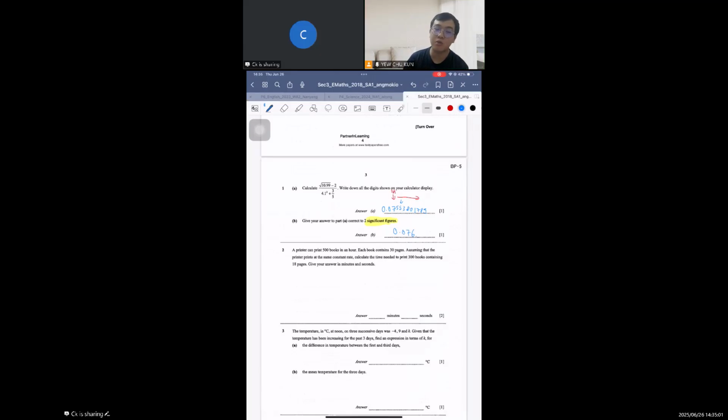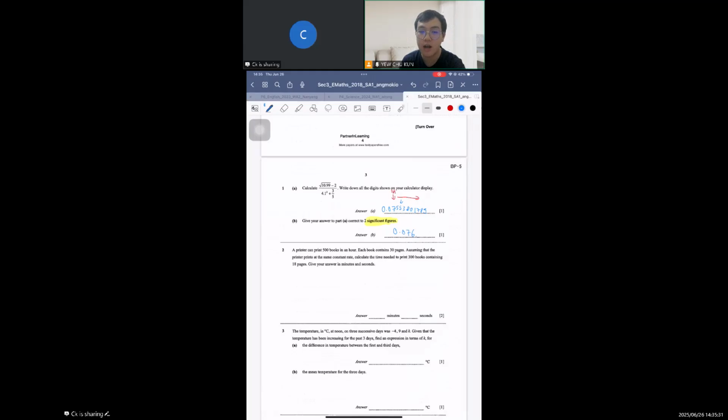Let's go on to question 2. Let's read it. A printer can print 500 books in an hour, and each book contains 30 pages. Assuming that the printer prints at the same constant rate, calculate the time needed to print 300 books containing 10 pages. Give your answer in minutes and seconds.